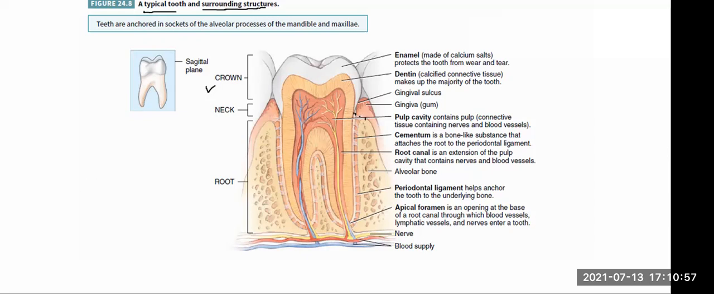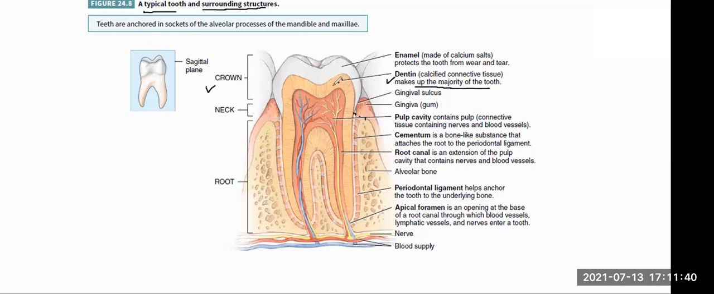It consists of an upper part, which is your crown, then the neck, then the lower part inside the socket, which is your root. And the most part of the tooth is dentin, right here. Dentin forms the majority of the tooth.